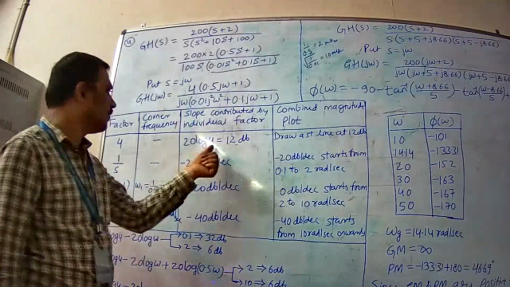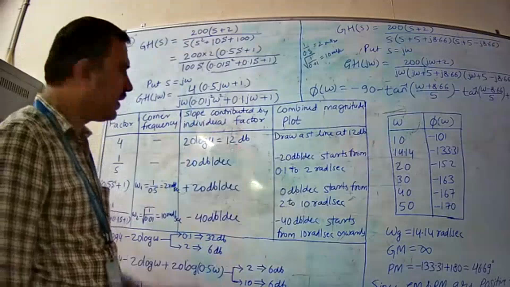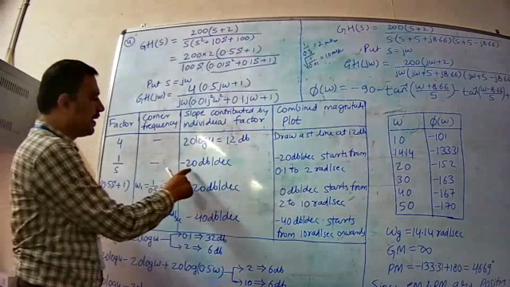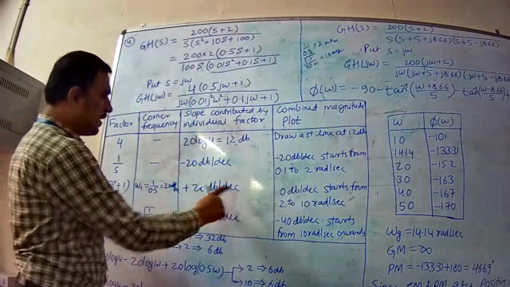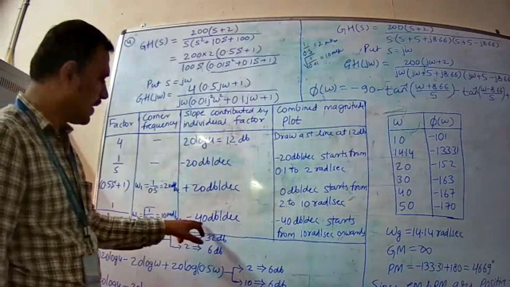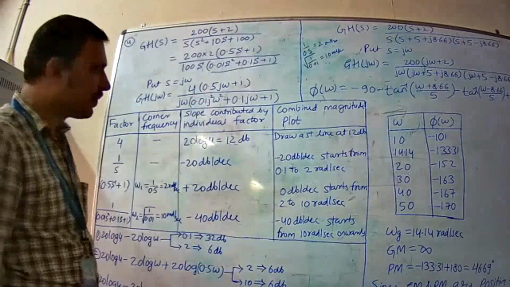Okay, 20 log 4 is equal to 12.04, but for our convenience we have taken 12 dB. Here this is in the denominator, hence I have taken minus 20 dB per decade, and this is in the numerator, plus 20 dB per decade, and this is in the denominator and squared, hence I have taken minus 40 dB per decade. This is regarding the third column.